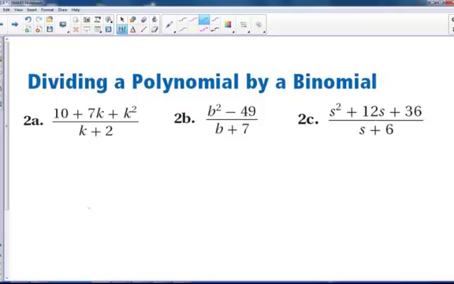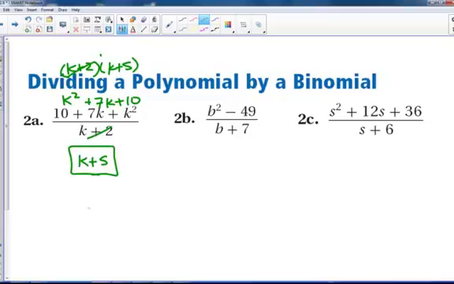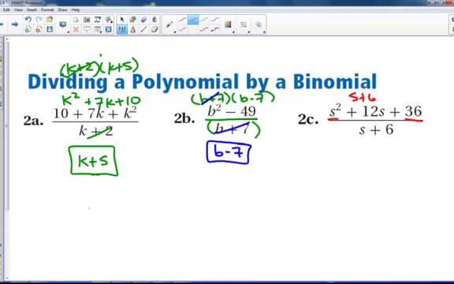Let's just do them really quickly. I'm going to rewrite this as k squared plus 7k plus 10. So that factors into k plus 2, k plus 5. So the k plus 2's cancel. We would be left with k plus 5. This next one is the difference of squares. So it's b plus 7, b minus 7. The b plus 7's cancel, so we'd be left with b minus 7. And then the last one, this is perfect squares. So s plus 6, s plus 6. One of the s plus 6's cancel, so s plus 6.